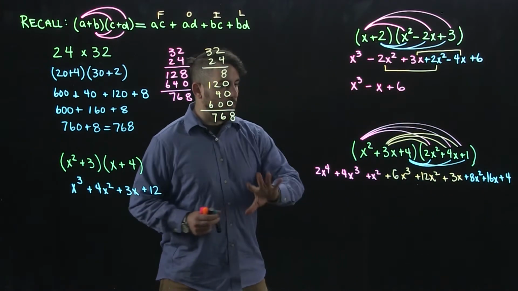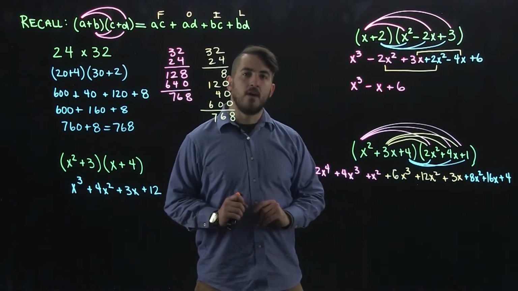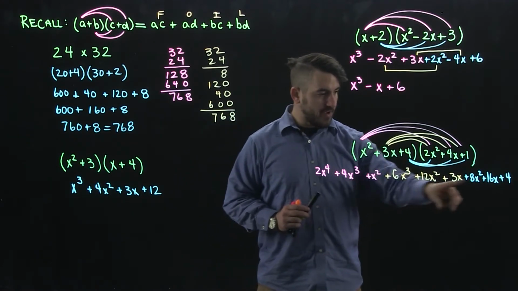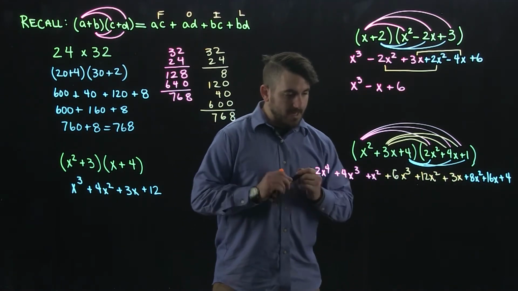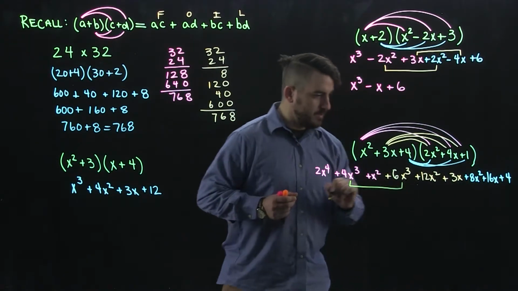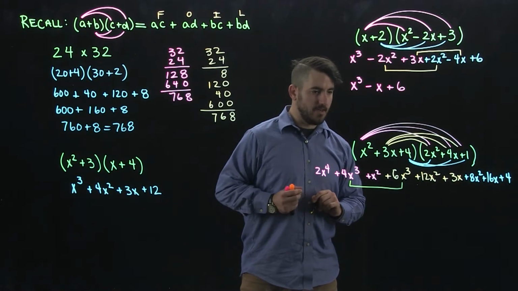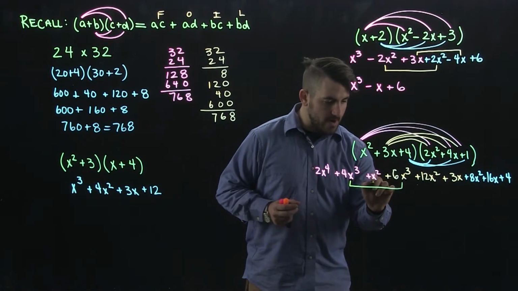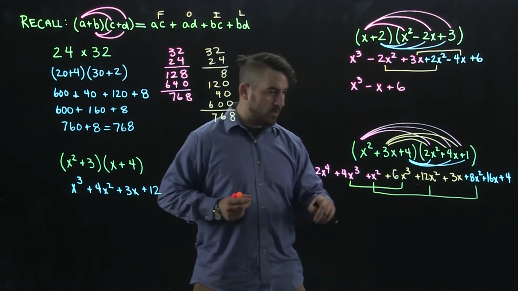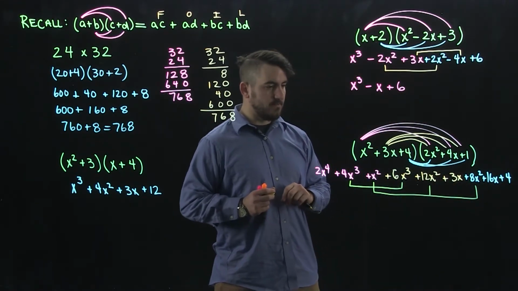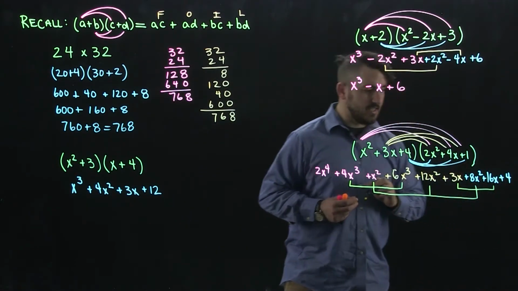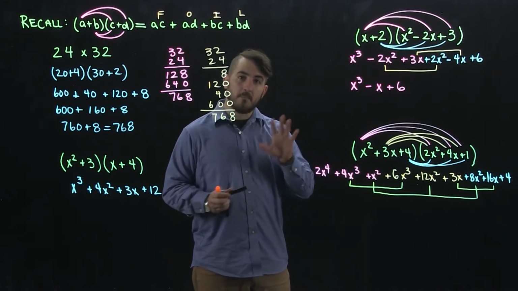Okay. Now, we have a list of terms here. We want to find all of the like terms. We see that the 2x to the 4th has no like terms, but we do see that the x cubed has like terms. There's only 2 of them, it looks like. The x squared has a couple of like terms. So 1, 2, 3 of those like terms. And then the 3x and the 16x are like terms. So we want to combine all those up.